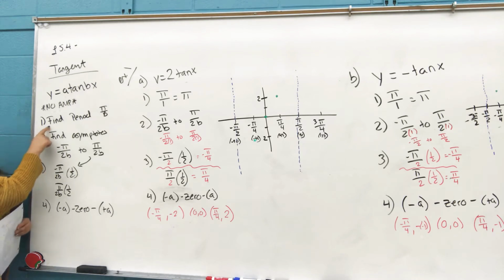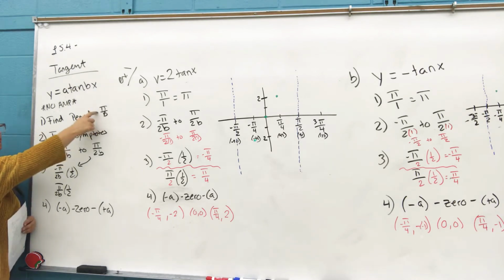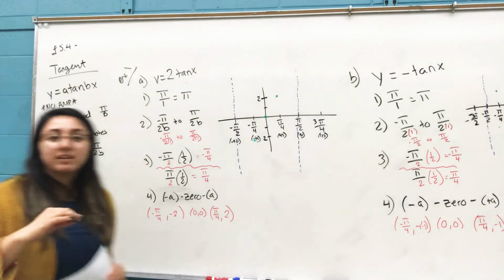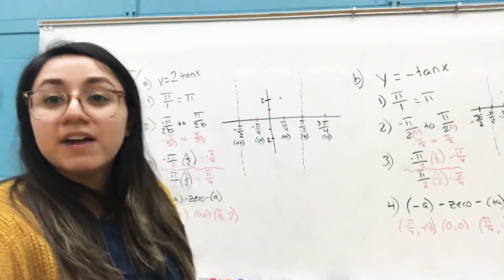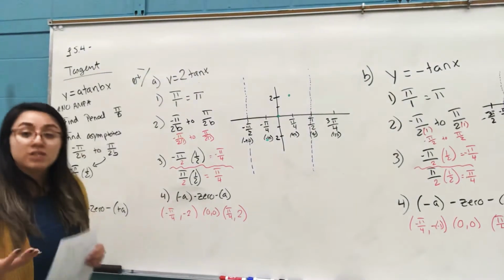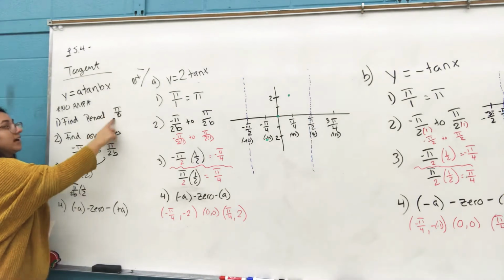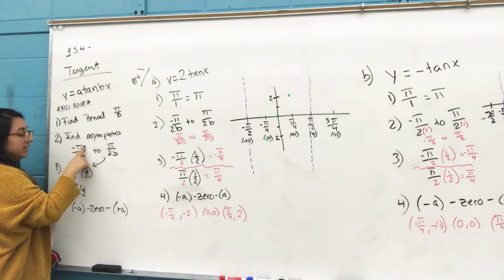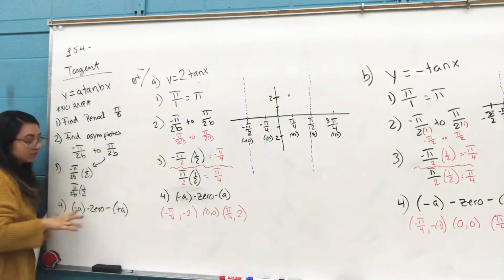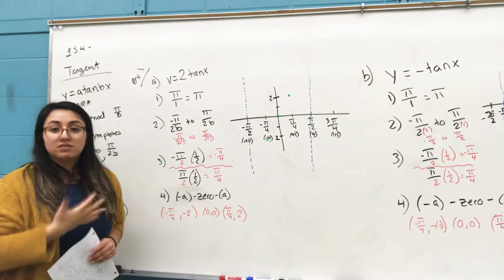First thing, you find your period. Radians divided by B. If you don't like radians, you could just convert everything to degrees. Radians means 180, so it'll be 180 divided by B. You'll have 180 divided by 2B, et cetera. So you don't have to follow this if you don't like it.